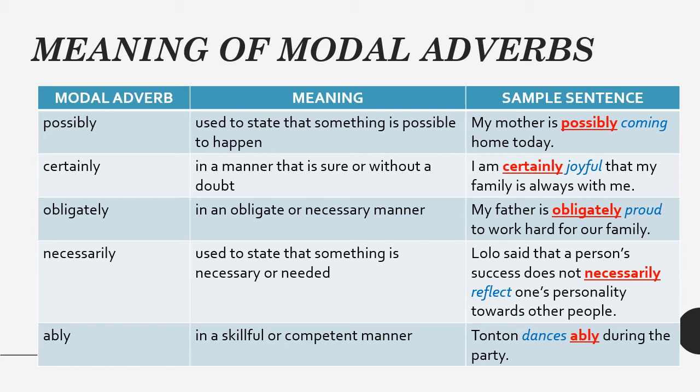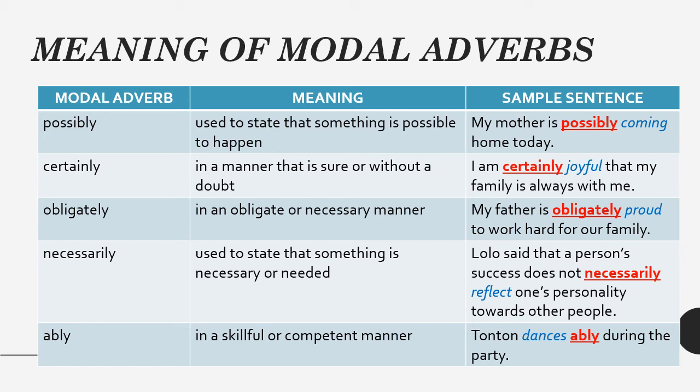Okay, fourth modal adverb, necessarily, meaning used to state that something is necessary or needed. Sample sentence: Lolo said that a person's success does not necessarily reflect one's personality towards other people. Okay, what does the modal adverb necessarily point to? Yes, you have there the verb reflect.